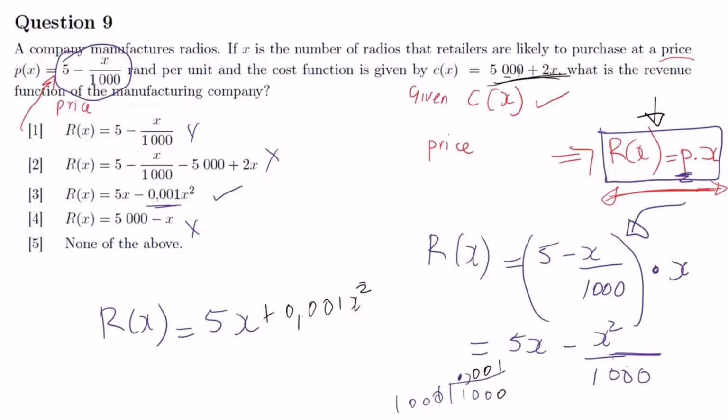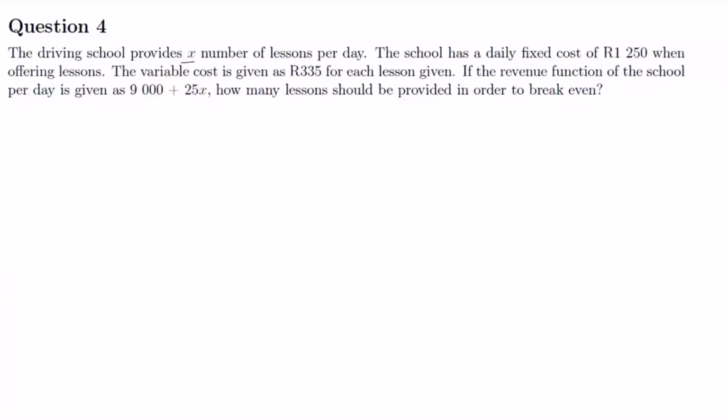So let's look at this one. This question is saying, the driving school provides X number of lessons per day. The school has a daily fixed cost of this when offering the lessons. The variable cost is this for each lesson. If the revenue function of the school per day is this one, how many lessons should be provided to break even? What does it mean to break even? Break even means your revenue is going to be equal to your cost. That's what you know about the definition of break even. But what is it that you are given?